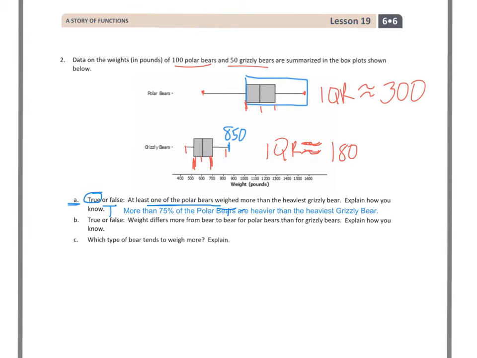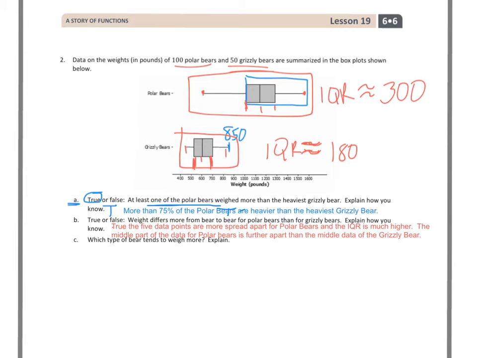So it looks like the polar bear box plot is much more spread out, and the grizzly bear is much more consistent or tight together, meaning there's not a lot of spread within the data. So there's my explanation right there, exactly what we talked about. And the last one, C, which type of bear tends to weigh more? I think you kind of know the answer to this one.